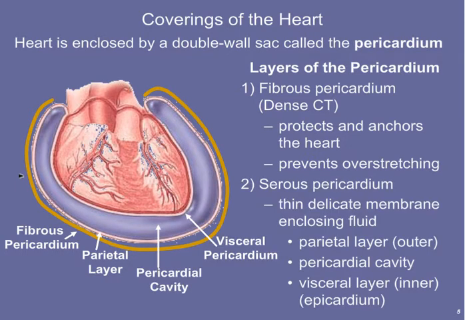The second main layer of the pericardium is something called the serous pericardium. The serous pericardium is actually a thin double membrane that encloses pericardial fluid. The outer layer is called the parietal layer, and the inner layer is called the visceral layer. These two layers have sandwiched between them the pericardial cavity, and the pericardial cavity is filled with a little bit of pericardial fluid. The function of this fluid is to lubricate the heart, basically preventing friction between the beating heart and the surrounding organs. So normally there's just a few milliliters of this serous fluid in between the pericardial layers.